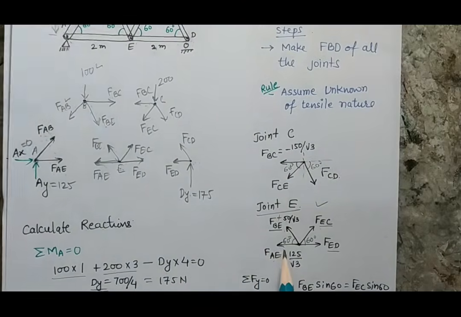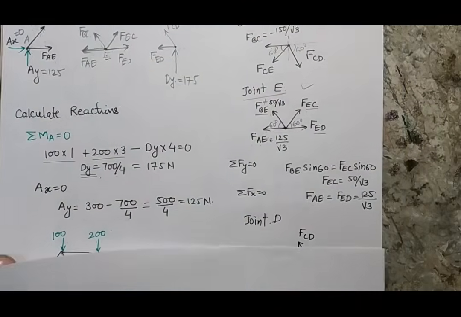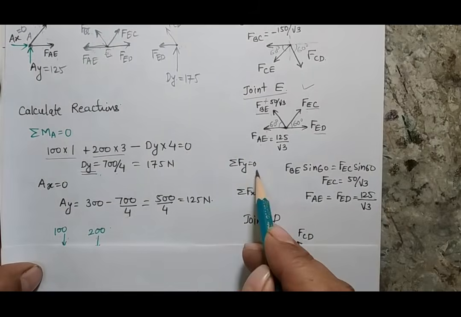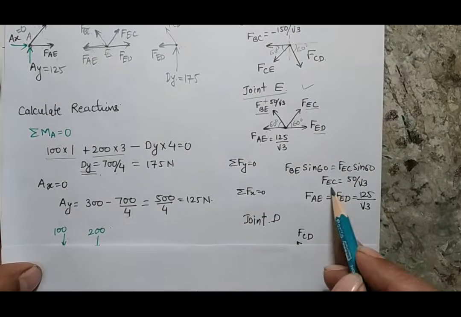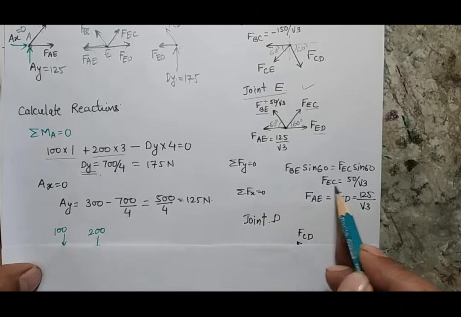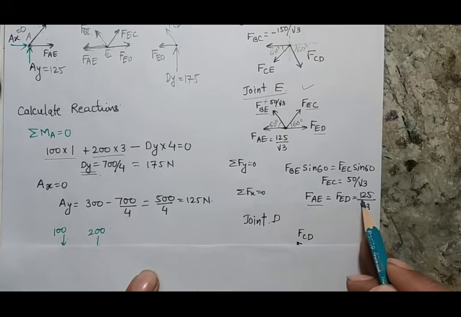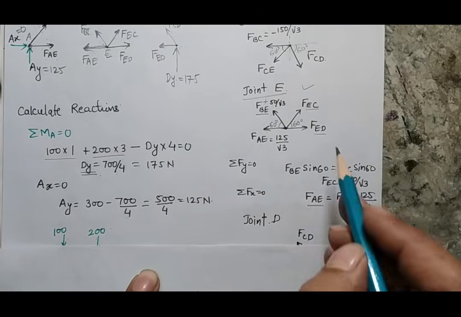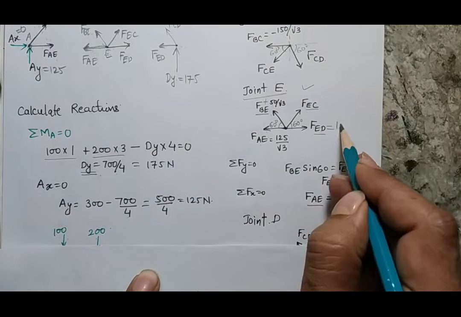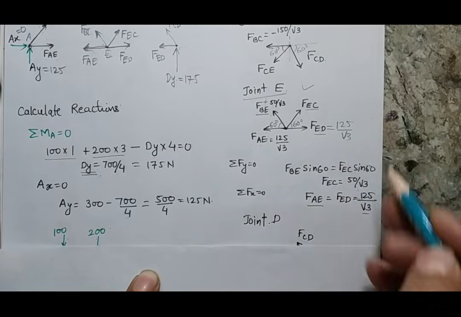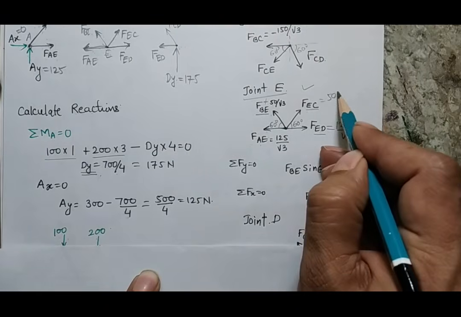But I know these two values which I have calculated in the previous step. Again I will write the horizontal and vertical force balance, and from these I get the unknown values: EC comes out 50 by root 3, and AE comes out 125 by root 3. So ED is also coming out 125 by root 3, and EC is coming out 50 by root 3.